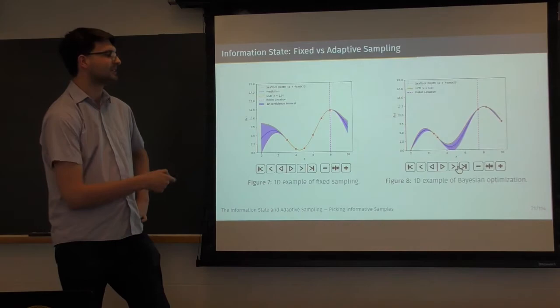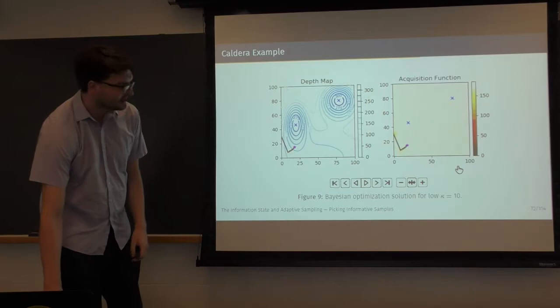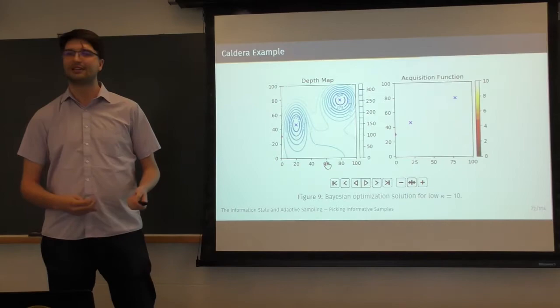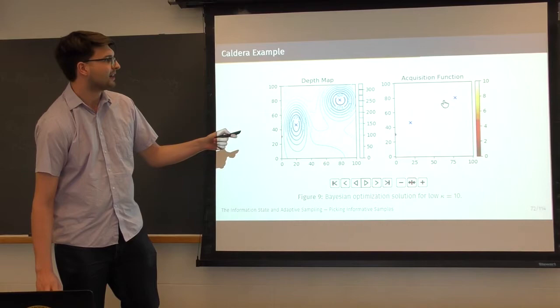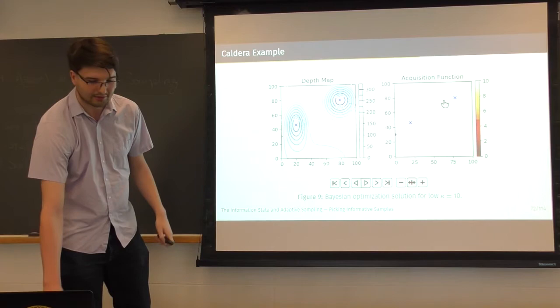So how does that look in the 2D case? This is a top-down view of our caldera. On the left is the ground truth, what the actual depth is at every location, and on the right is the value of our acquisition function. This little purple marker is our robot. The two blue X's represent the local deepest points. This valley is actually a bit deeper than the other one, but they're both locally deepest. And now we can see the Bayesian optimization routine.